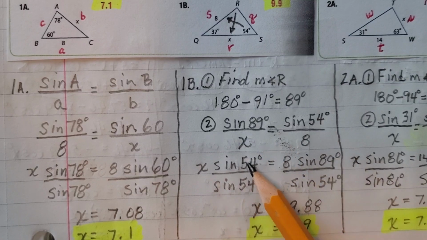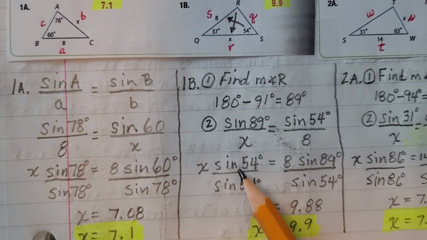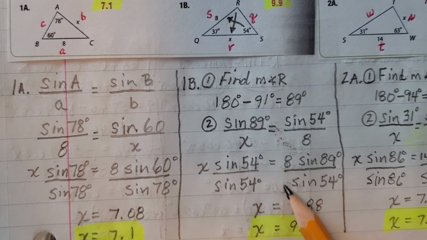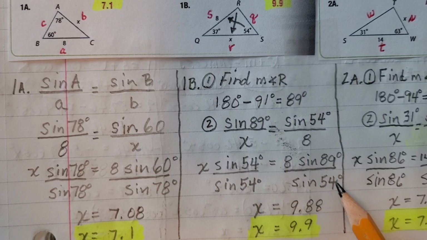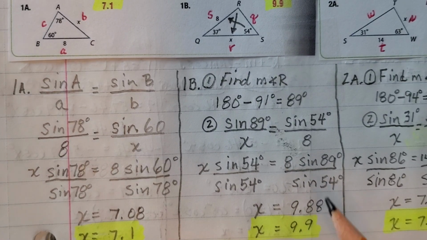X times the sine of 54 equals 8 times the sine of 89. Divide by the sine of 54. I'm not going to do this on the calculator. You should be able to do that now. It is 9.88, and then rounds to 9.9.